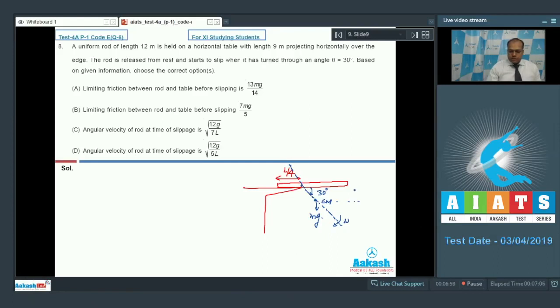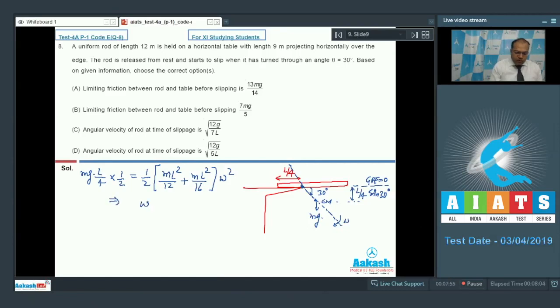So in order to do this, I am considering this as my zero gravitational potential energy reference frame. So the loss in potential energy is equal to gain in kinetic energy. So I can write mg into this separation, which would be L by 4 sine theta, or sine 30 degree, that is half, is equal to half into I about this point of the rod. So mL square by 12 plus m into L square by 16. I have applied the parallel axis theorem, into omega square.